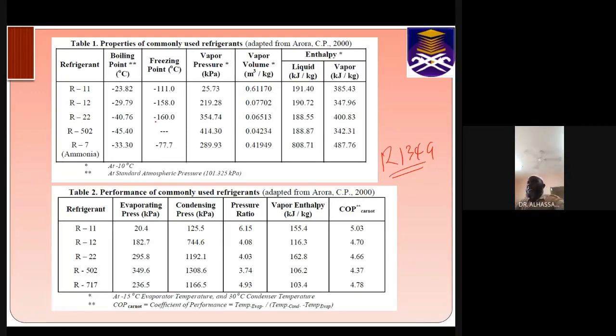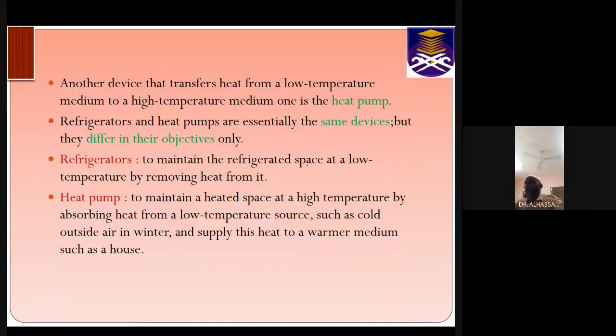However, these different types of refrigerants have different physical properties, such as the boiling point, freezing point, vapor pressure, and so on. The enthalpy of the fluids is given. Now, another device that transfers heat from a low temperature medium to a high temperature medium is called a heat pump. We'll be looking at both the heat pump and the refrigerator. A heat pump operates similarly to a refrigerator, but the desired output for a heat pump is the hot air that comes out of it.